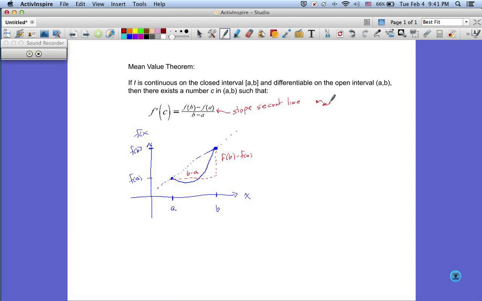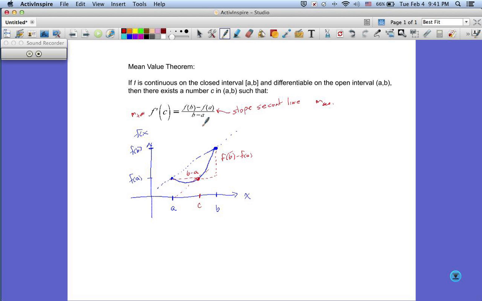Right, m sub secant. Whereas this is the slope of the tangent line. There is some tangent line in here at c such that those two slopes are equal. Right there it is. There's our c value, such that f prime of c equals f of b minus f of a over b minus a. Now think about some applications, which we'll talk about later.